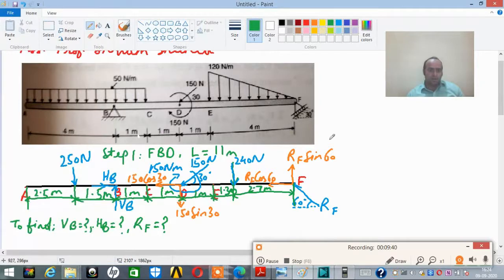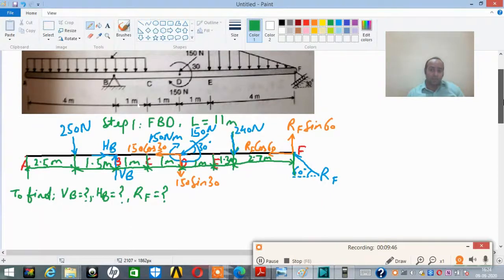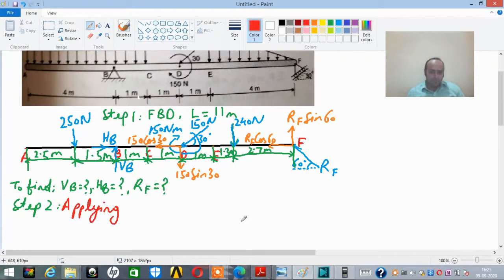Let us go ahead to find the unknowns. Since there are two unknowns here, friends, we need to go ahead with all three conditions of equilibrium. So I'll be writing here step number 2. Step 2: now applying COE, it will be summation of moment about point B is equal to 0, as it consists of the maximum number of unknowns.